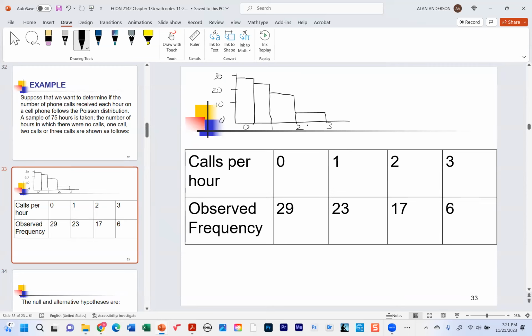What we're going to have to do now is figure out the so-called expected frequencies, which means what would these things look like, these categories look like, if this was really the Poisson distribution.